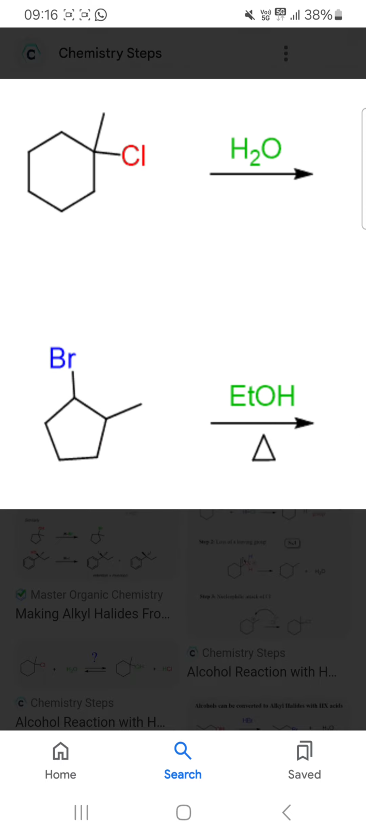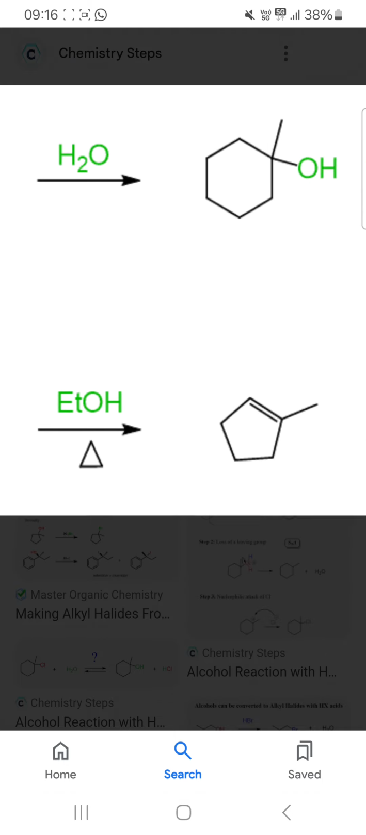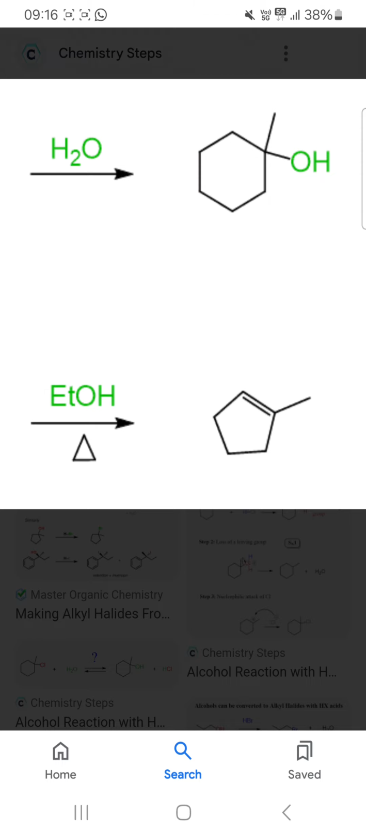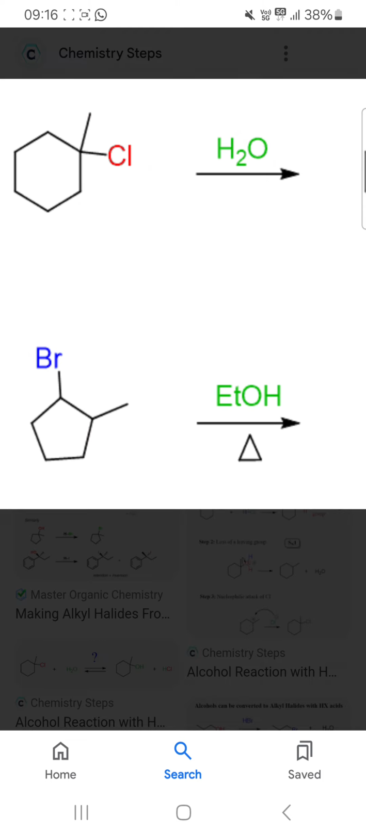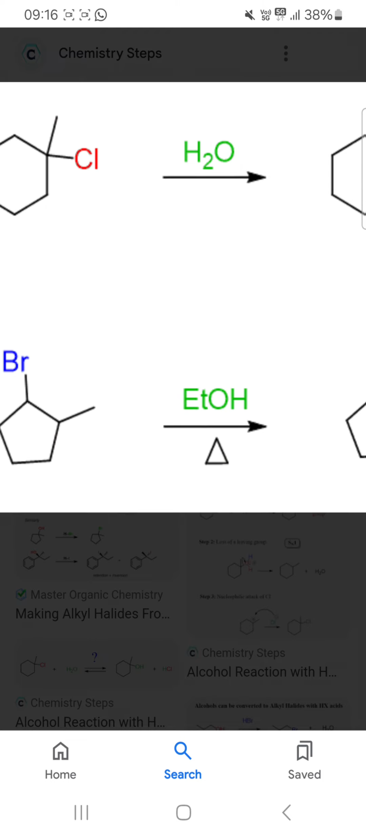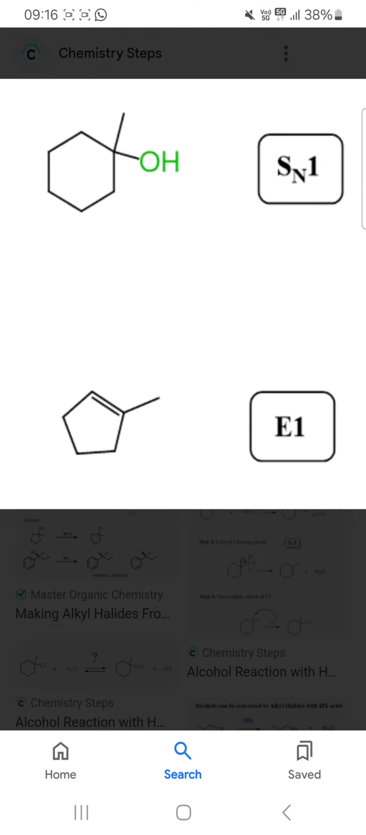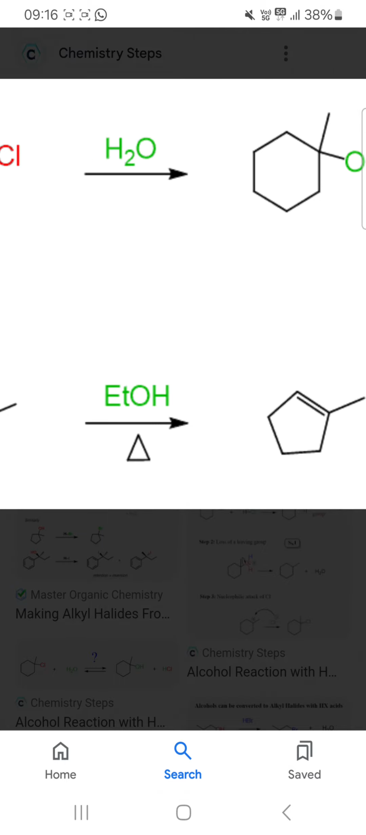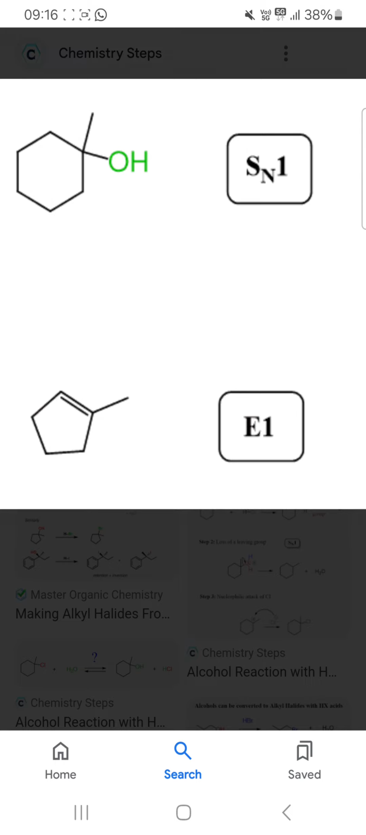But on the other hand, if this bromine is present on a secondary carbon, it undergoes reaction with ethanol on heating, and this product forms. So this product is actually the elimination product, but this product up here is the substitution product. The substitution product undergoes the SN1 mechanism, and this reaction actually occurs through the E1 reaction, that is the elimination, that is the substitution.